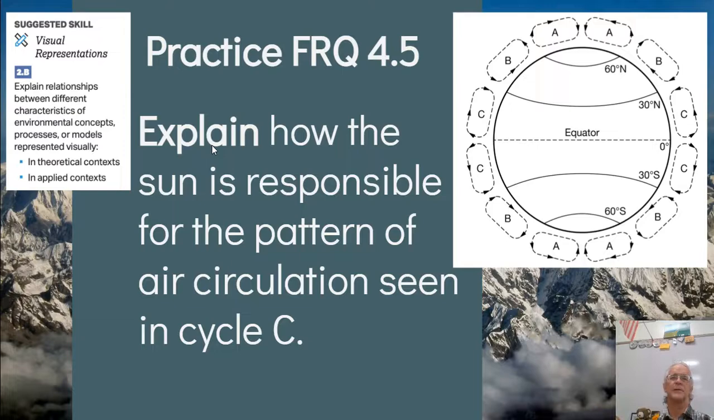So, a practice FRQ 4.5. Can you explain how the sun is responsible for the pattern of air circulation seen in cycle C at 0 degrees to 30 degrees?